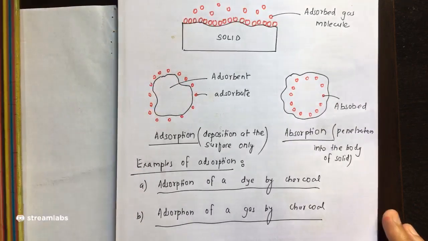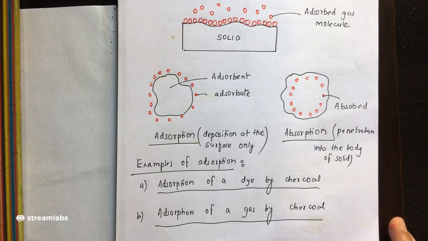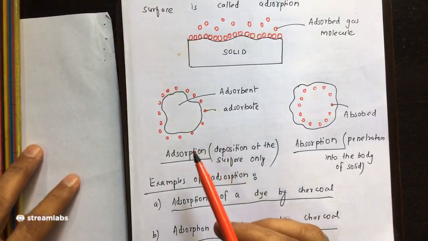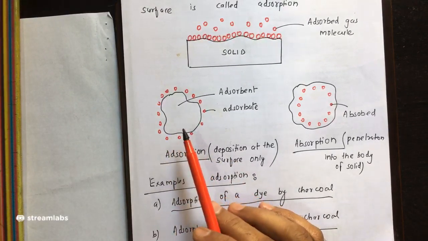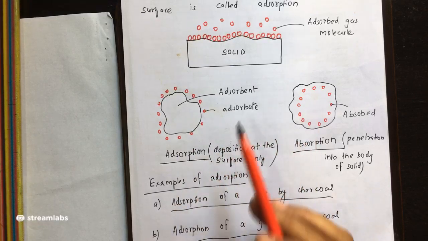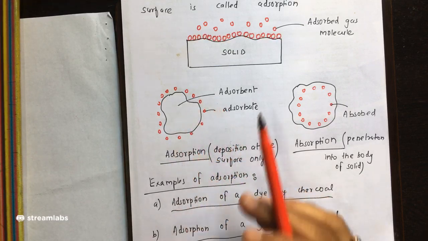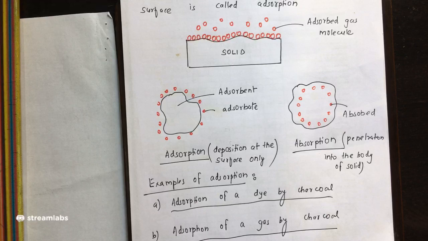Now, for adsorption to happen, we are talking about adsorbent and adsorbate. What is adsorbent? Dear students, it's clear from here. The one which provides the surface is called the adsorbent, and the one that gets adsorbed on the surface is called the adsorbate. So this is adsorption, deposition at the surface only, while the other thing is absorption, which is penetration into the body of the solid.